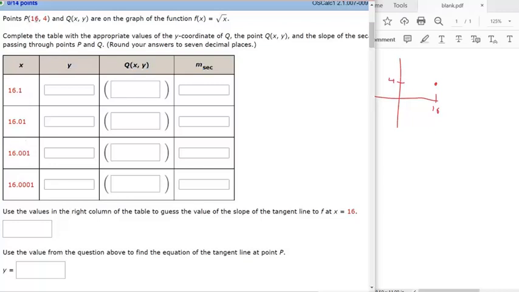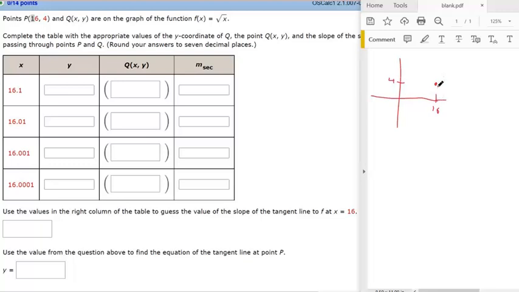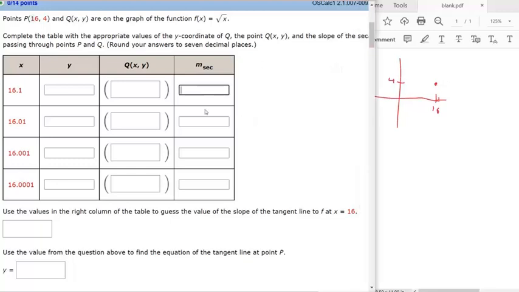Look, the x coordinates aren't off by very much, right? So the first point Q is 16.1. It might be a little bit above, a little bit below, but the point is, no pun intended there, we're trying to get 2 points that are really, really close to one another. And then we're going to calculate the slope between them.